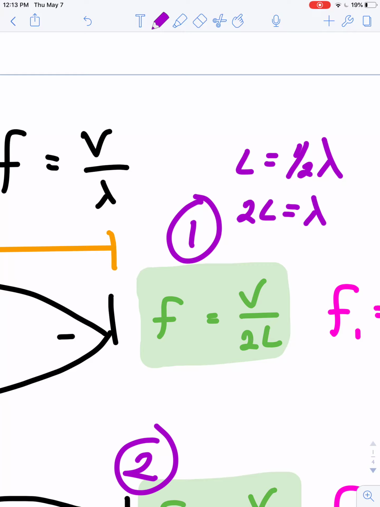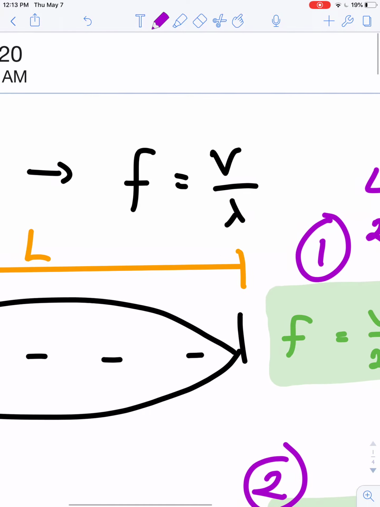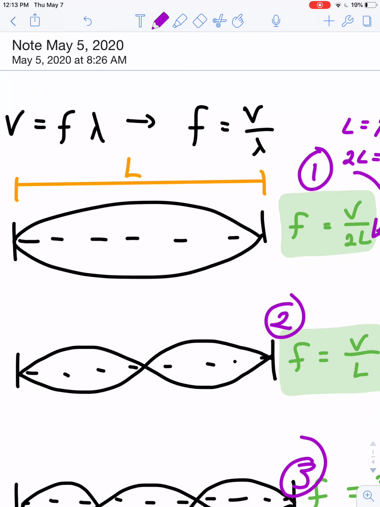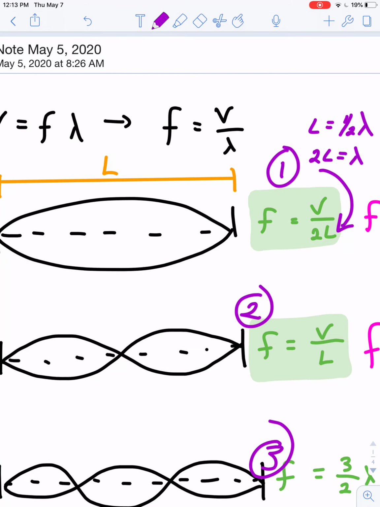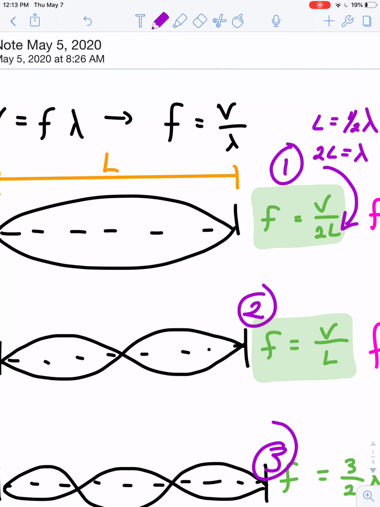Now if we plug that number in for wavelength at the bottom of the equation, we get the frequency in this first example is going to be the velocity divided by 2 times the length. That's highlighted there in the green highlighter. That's where we get that equation. The length is 1/2 of a wavelength, so therefore 2 times the length of the string is going to be the wavelength.